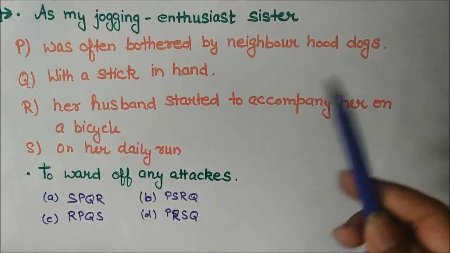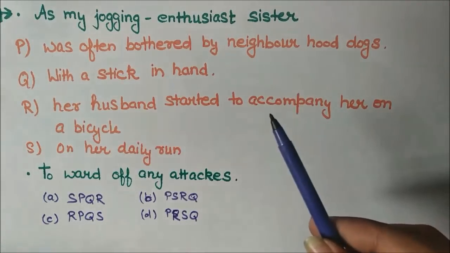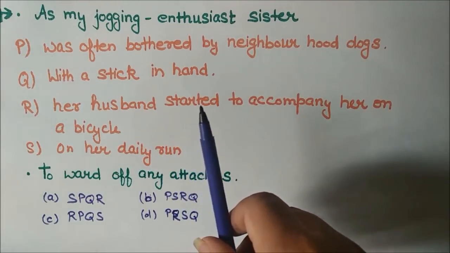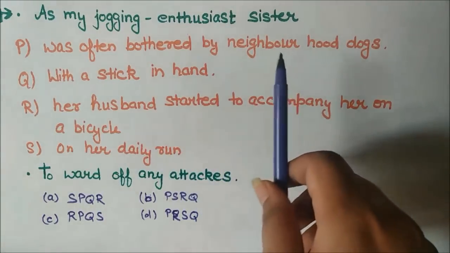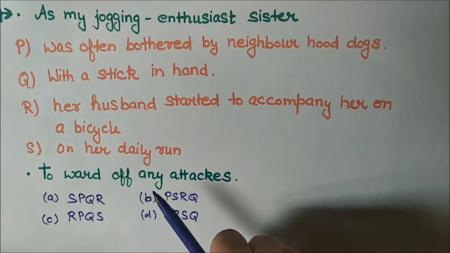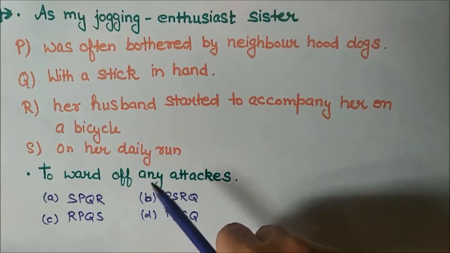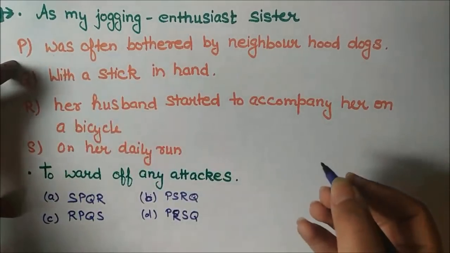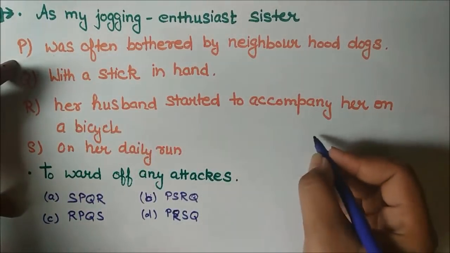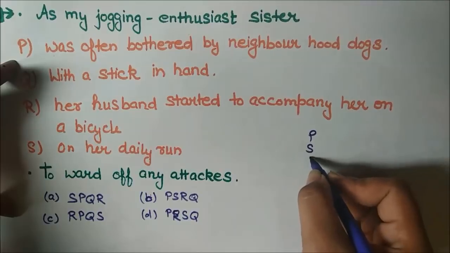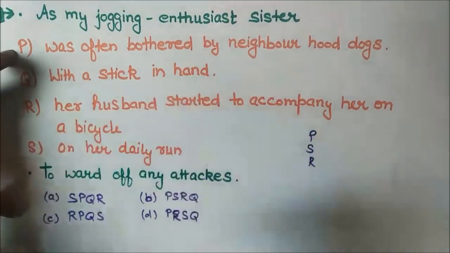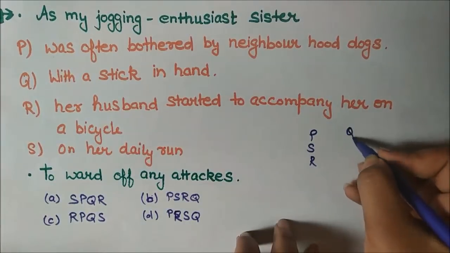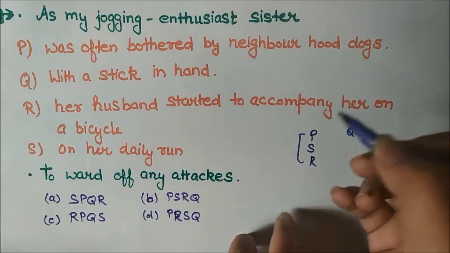So try to practice such questions more. Now see this question: "as my jogging enthusiast sister," we have to start with this, and to end we have "to ward off any attackers." Now see, here I have options starting from P, S and R. That means Q cannot be the first statement here, right? If Q cannot be the first statement, let us try to find out among P, S and R.